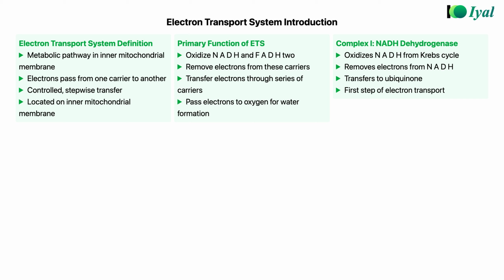So the ETS starts with complex 1, NADH dehydrogenase. NADH from the matrix comes to complex 1. Complex 1 removes electrons from NADH. These electrons are passed to ubiquinone. Now NADH becomes oxidized, converted back to NAD+. And ubiquinone, having received electrons, is now reduced. This is the first step of electron transfer in the chain.